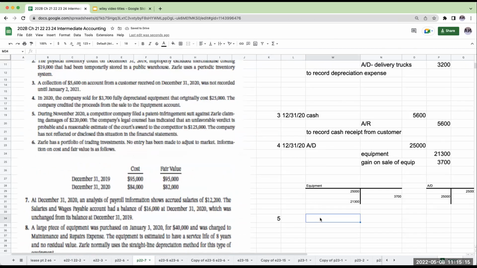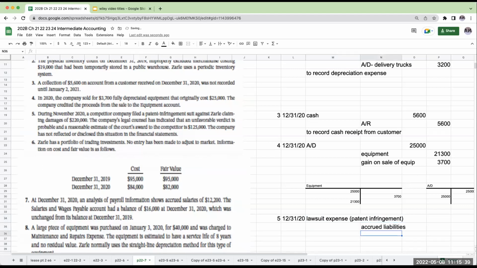So right over here, for number 5, I'm going to go ahead on 12/31/20. I'll call this lawsuit expense. I could also say patent infringement. And I'm going to credit accrued liabilities, to record lawsuit accrual. So I just call it to record lawsuit accrual. So this over here, I'm going to put this as 125,000, 125,000.